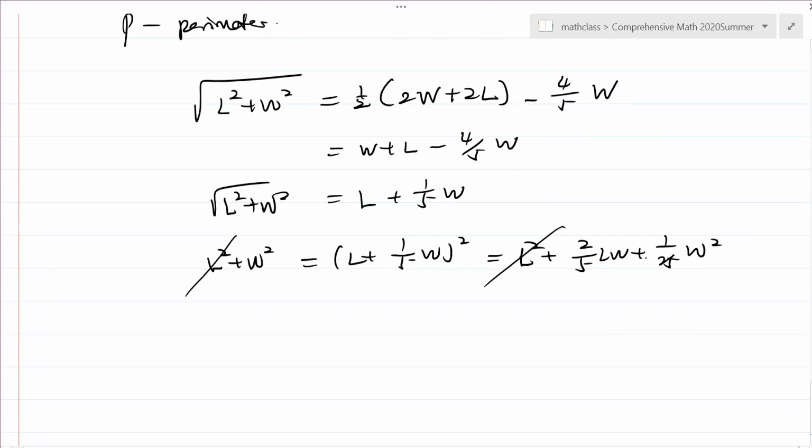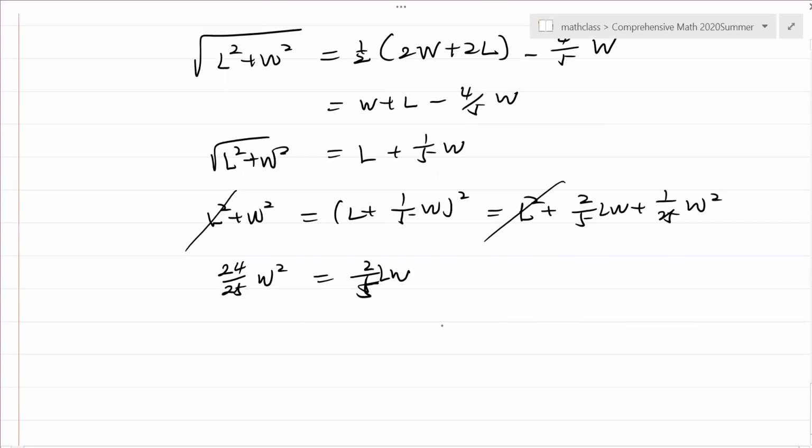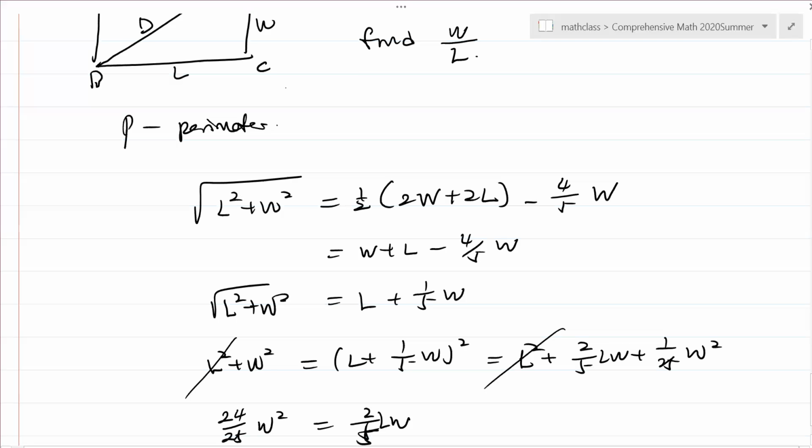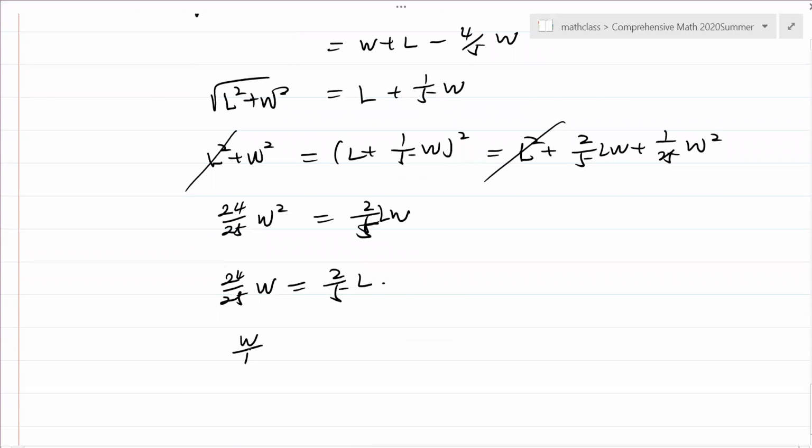Then I have W squared, so 24/25 W squared equals 2/5 LW. Okay. Then I think I can delete a W. So I get this. Finally, what do we have to find out? We find W over L. W over L equals 2/5 times 25/24. Let's simplify this. Here's a 5. It's 12, so it's 5/12.